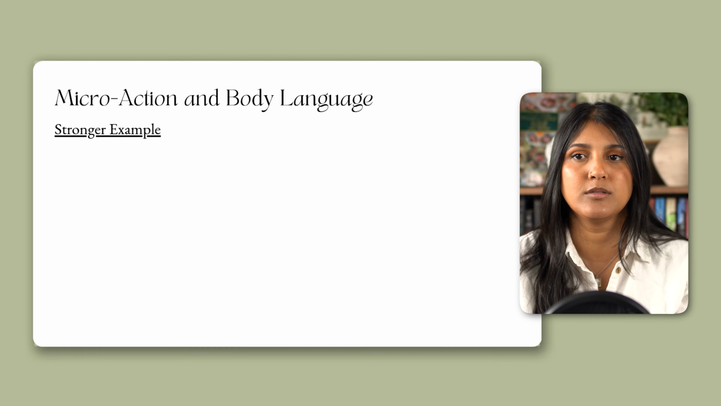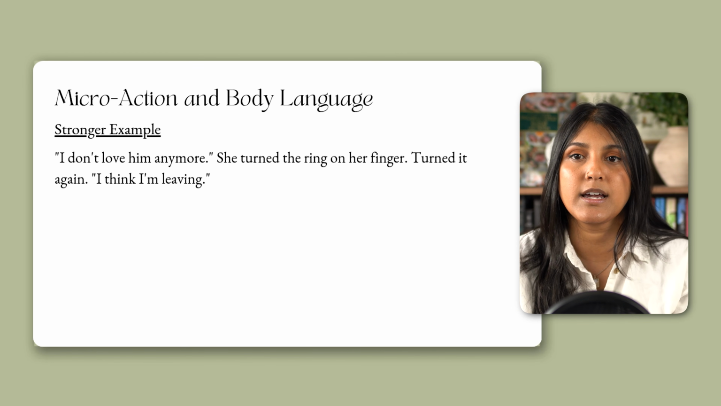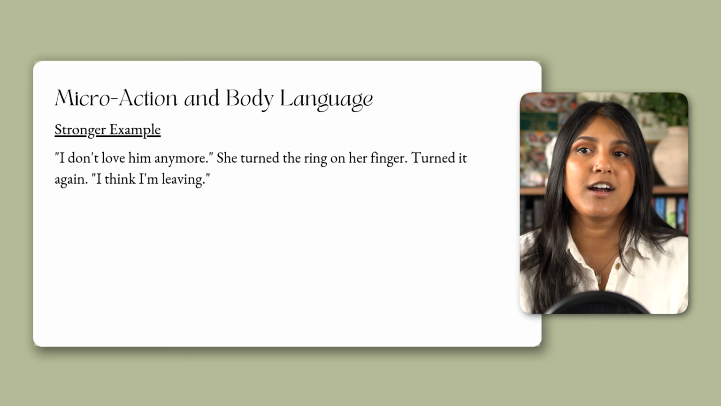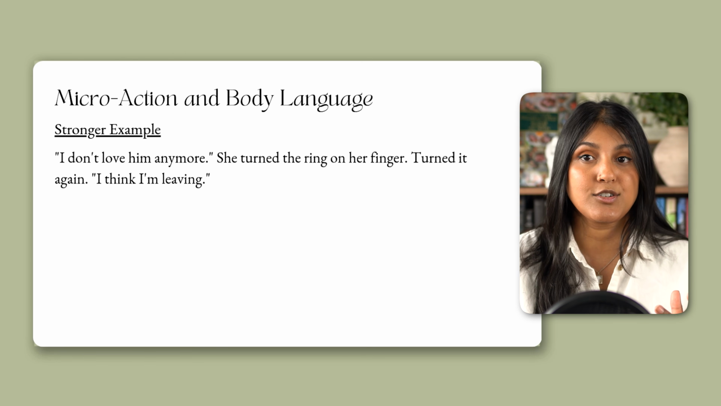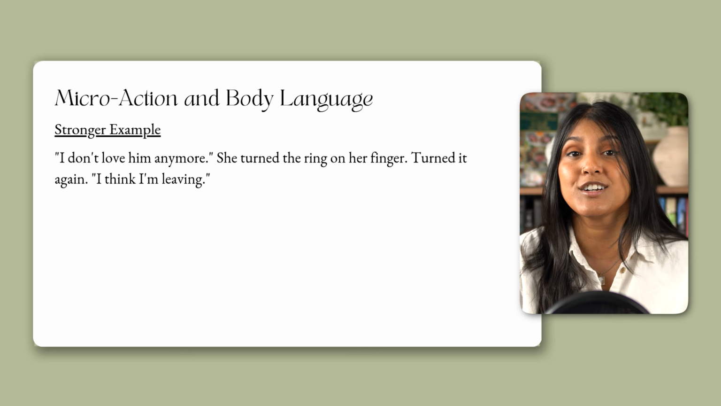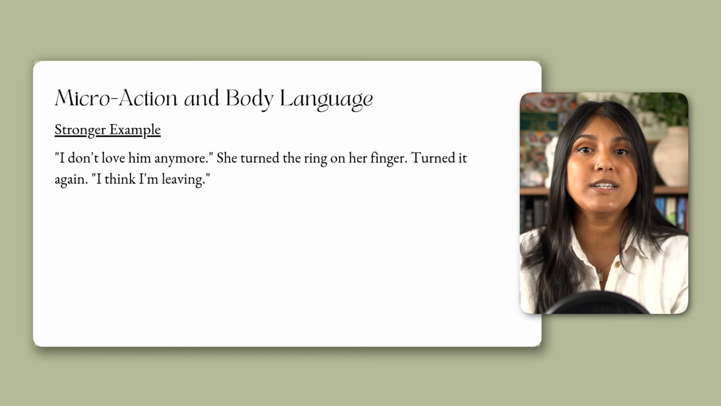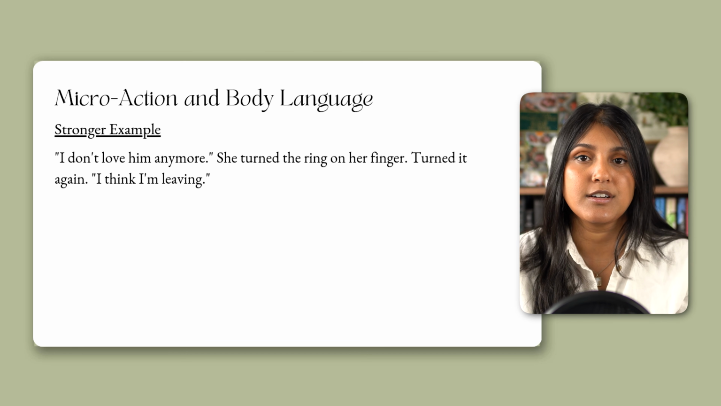So a stronger example could say, "I don't love him anymore." She turned the ring on her finger, turned it again. "I think I'm leaving." Now we have a character and subtext, which I'll get to just now. The ring suggests that this is hard, that some part of her is still attached and she's possibly trying to convince herself of her words. All we did was add a gesture, but that puts in more work than just an adjective. This is essentially what we mean when we say show, don't tell.